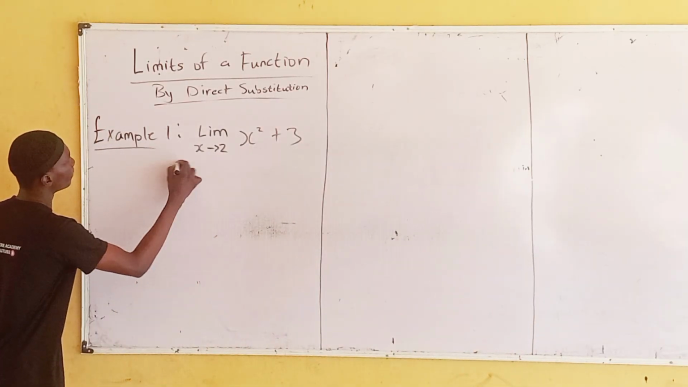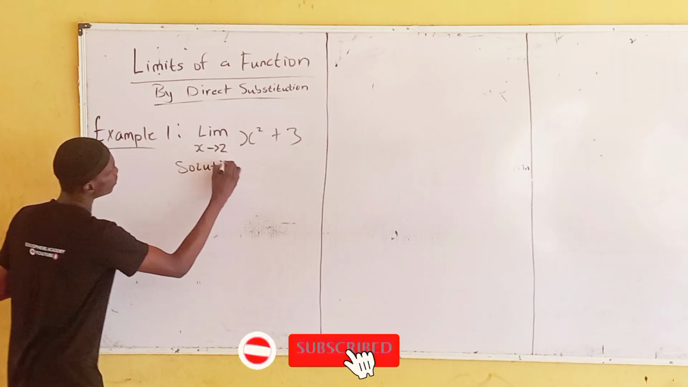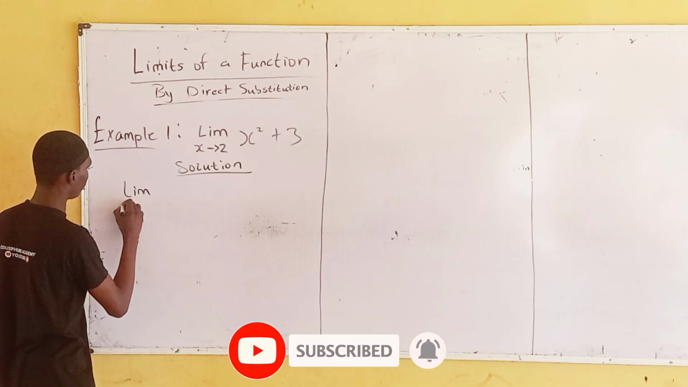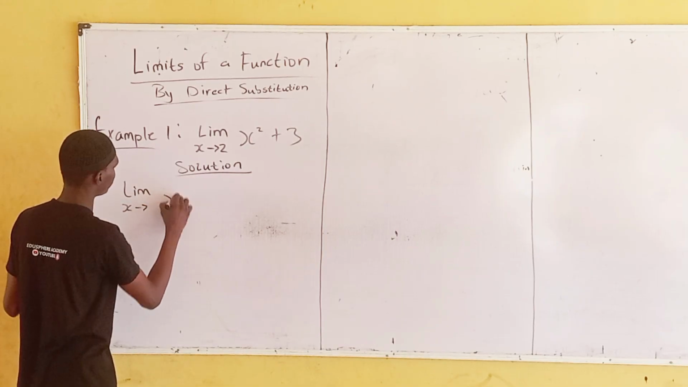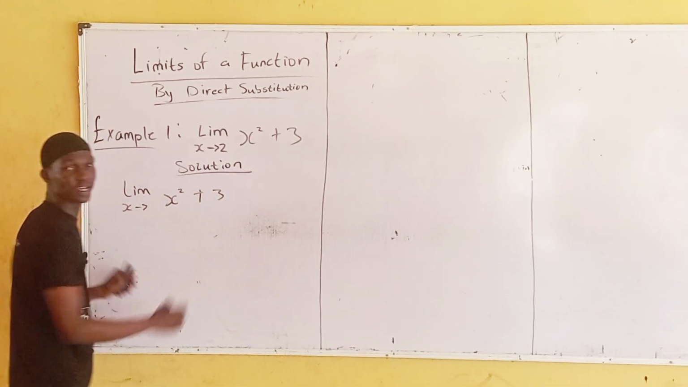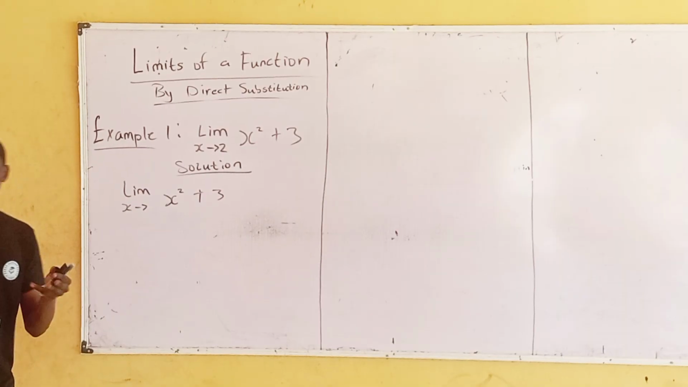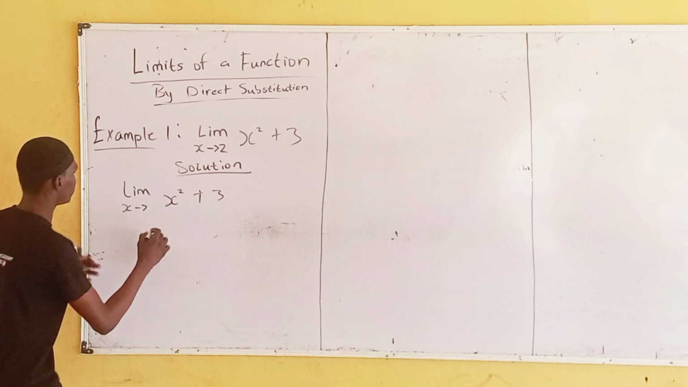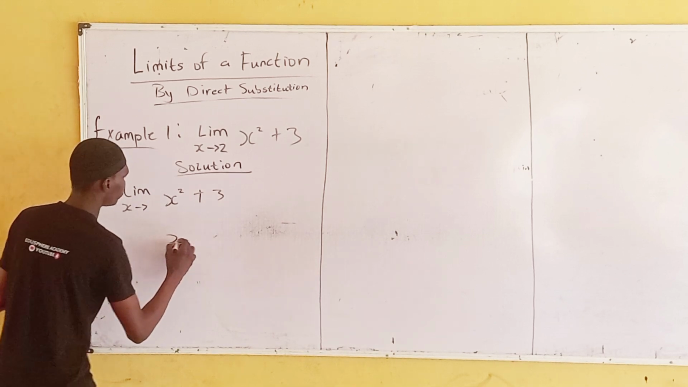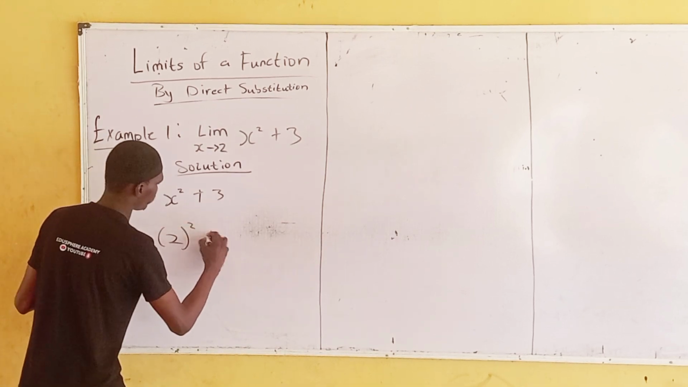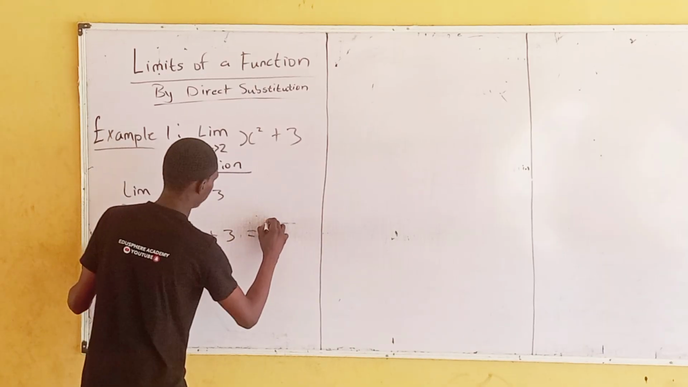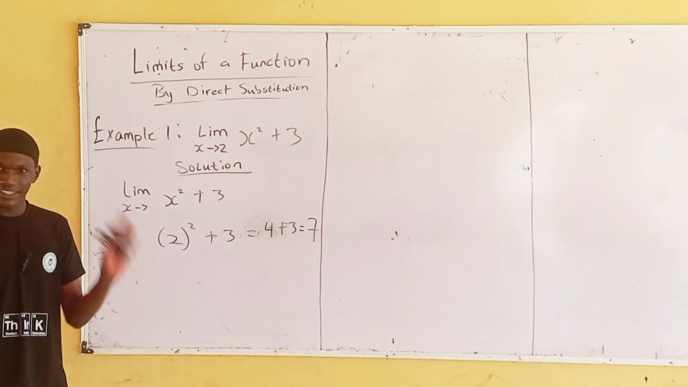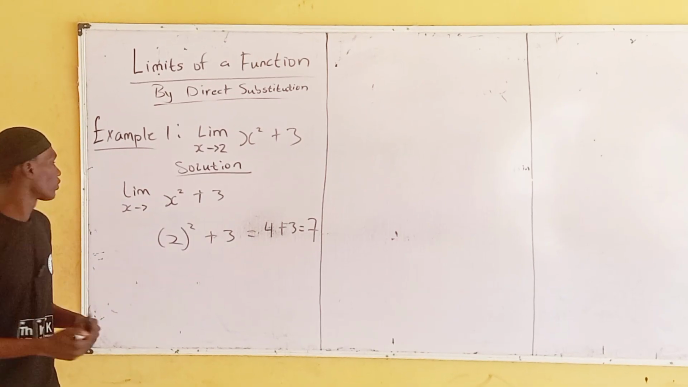I said lim, solution. It said lim x tends to 2 in x squared plus 3. All right. So what do we do? Direct substitution. Substitute directly. That will be 2 raised to the power 2, plus 3. And that will be 4 plus 3, which is equal to 7. Direct substitution. All right.